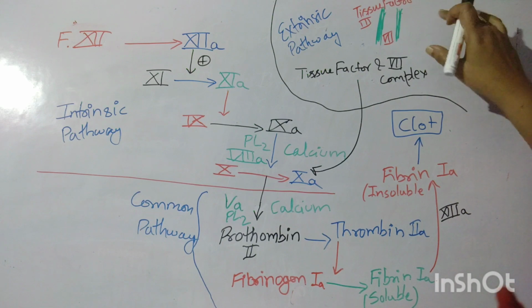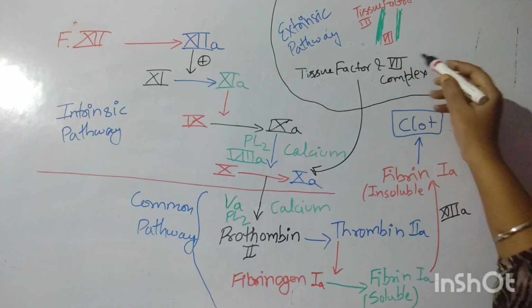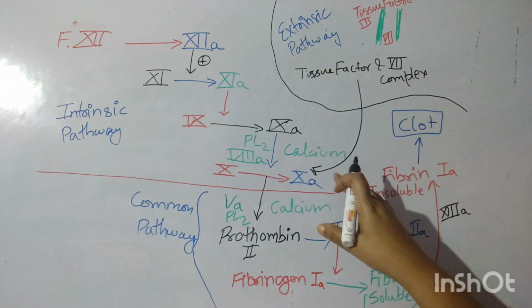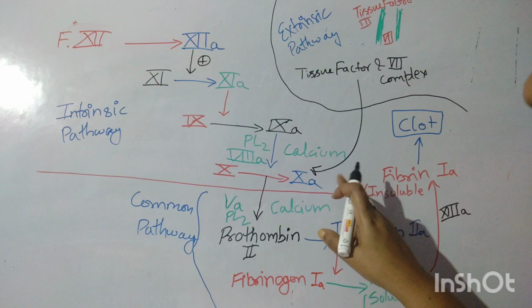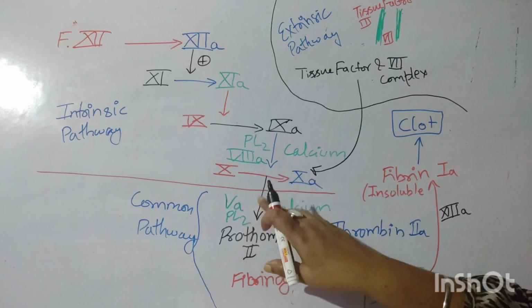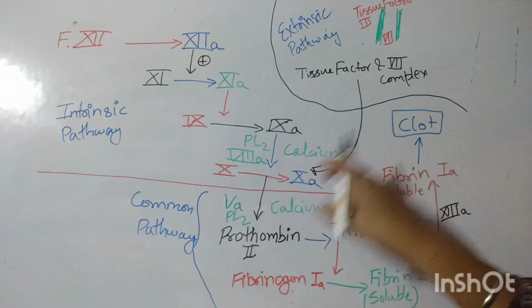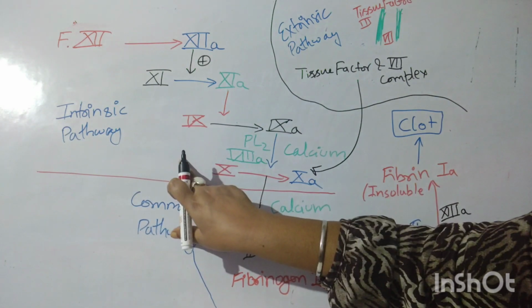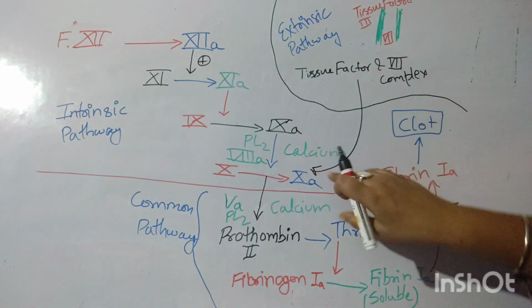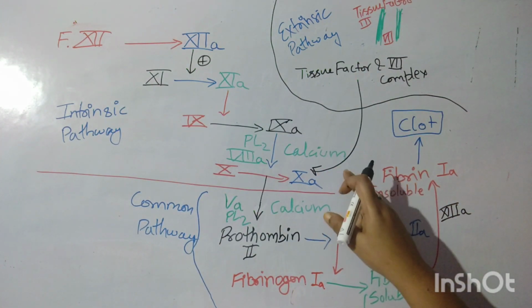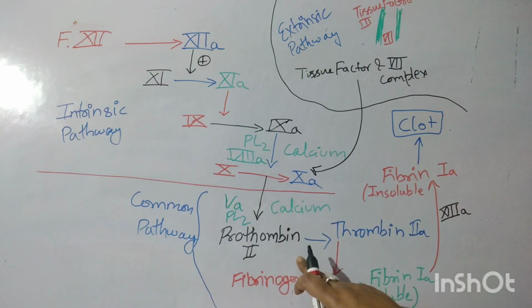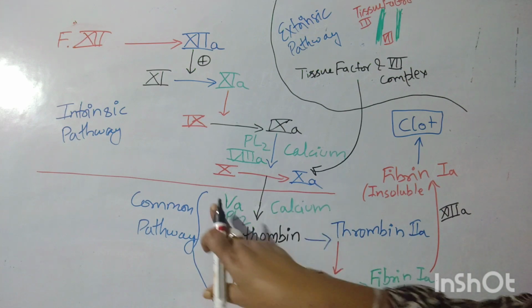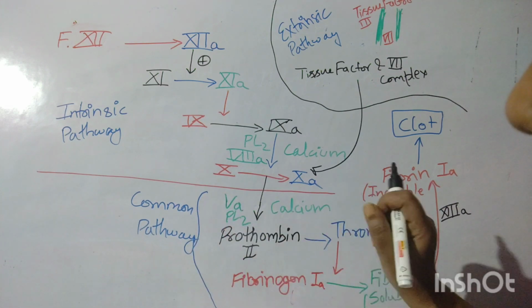It will happen very quickly. Now this complex will also activate this 10A to proceed further. Up to here was the intrinsic pathway. Now the extrinsic pathway will activate 10A. Then 10A will activate prothrombin, that is clotting factor 2, in the presence of calcium and 5A and PL2.